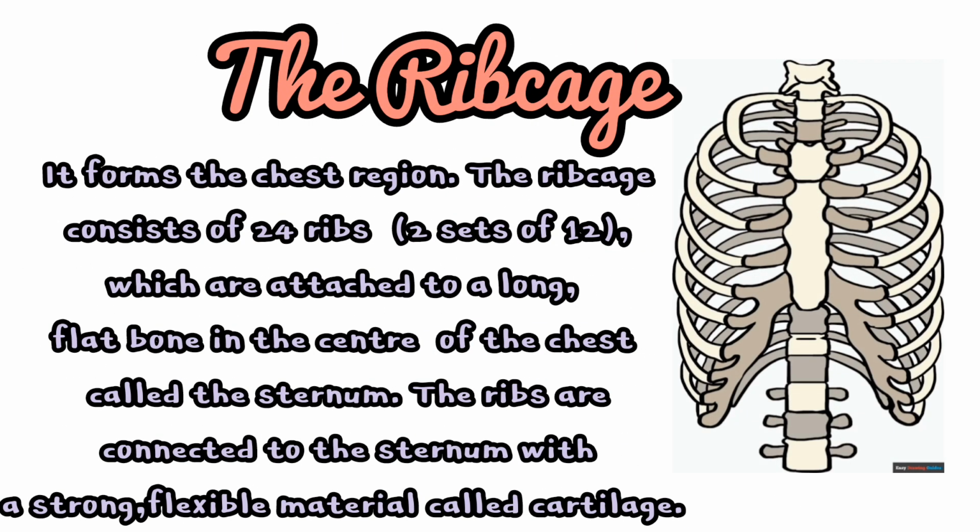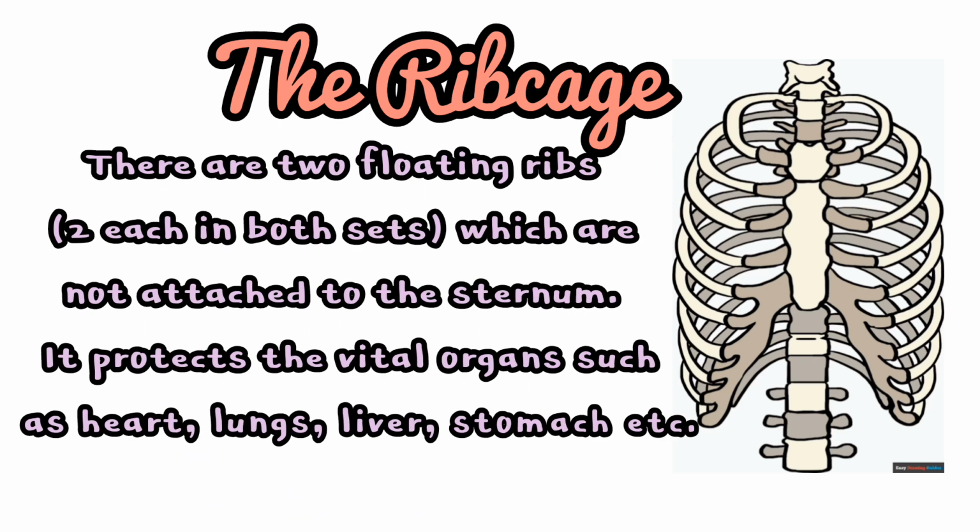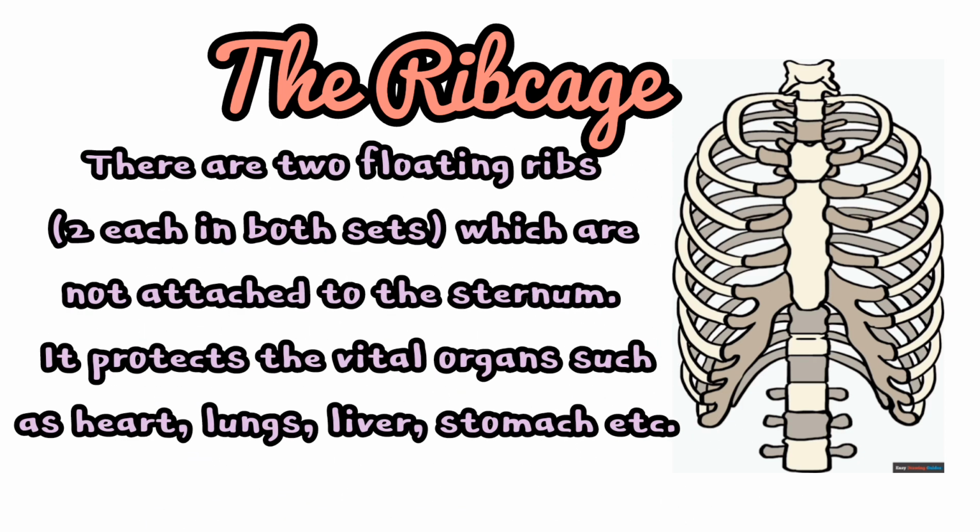The rib cage. It forms the chest region. The rib cage consists of 24 ribs, 2 sets of 12, which are attached to a long flat bone in the center of the chest called the sternum. The ribs are connected to the sternum with a strong flexible material called cartilage. There are 2 floating ribs, 2 each in both sets, which are not attached to the sternum. It protects the vital organs such as heart, lungs, liver, stomach, etc.